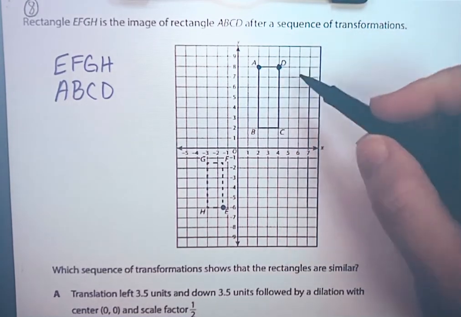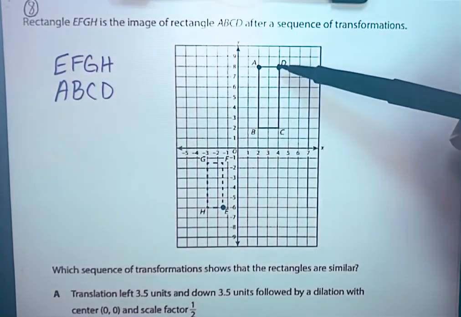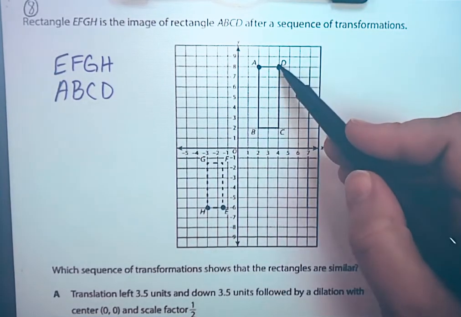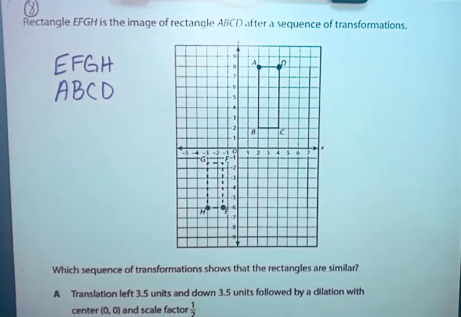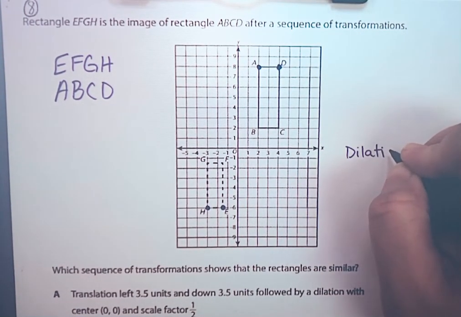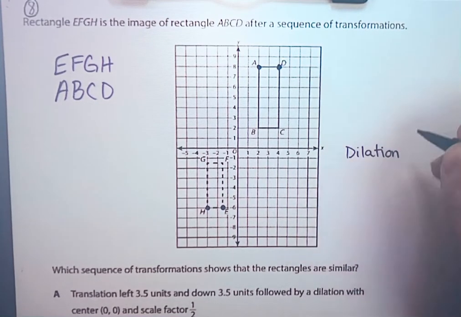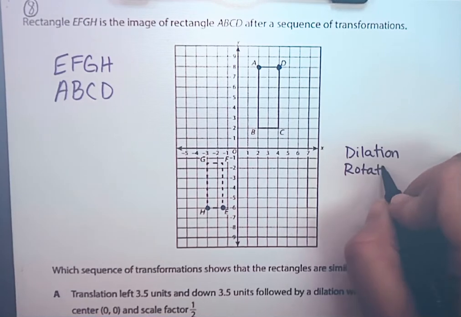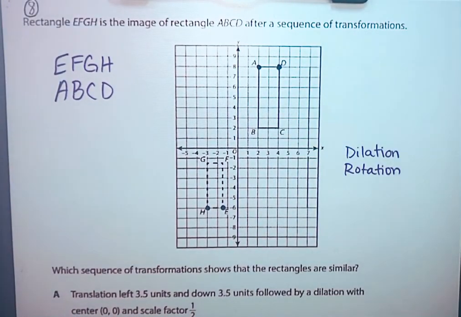If D is right here, and according to this, D becomes H, it's got to rotate around to get to H. And also the second thing I notice is that the image gets smaller. The only transformation that makes a shape bigger or smaller is a dilation. So in that case, this has to be a dilation. So I'm looking for a dilation because it changes the size. And then I'm looking for a rotation because it's got to rotate around to make that new image.